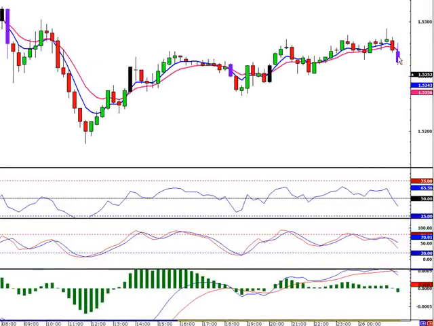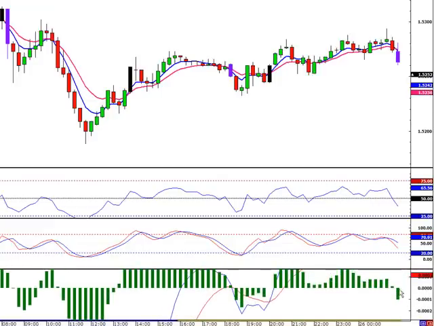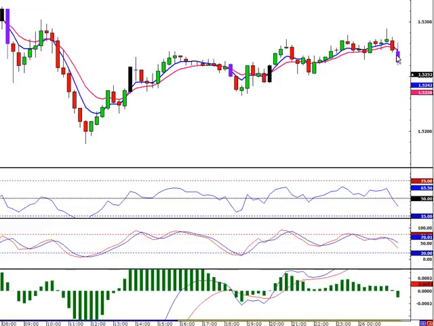And here at 145, we get a crossover to the short side. RSI is below 50, stochastic's trending down. MACD is positive from the candle before and has gone negative. So this is a valid entry.